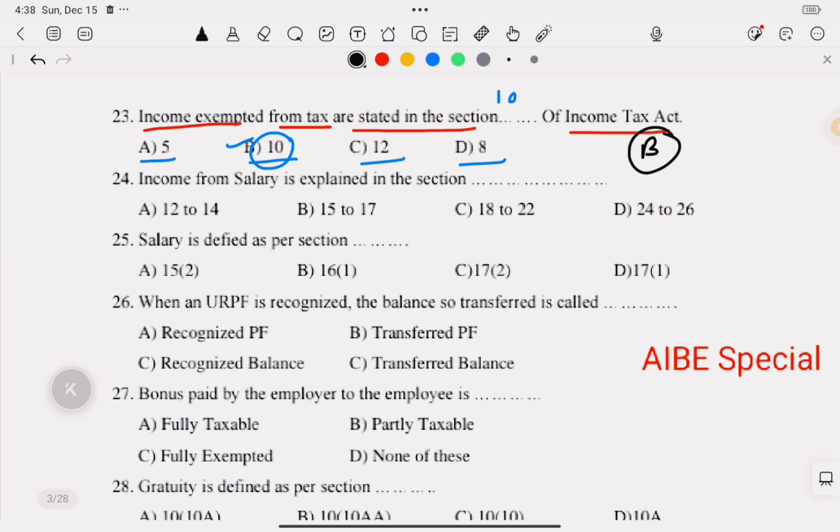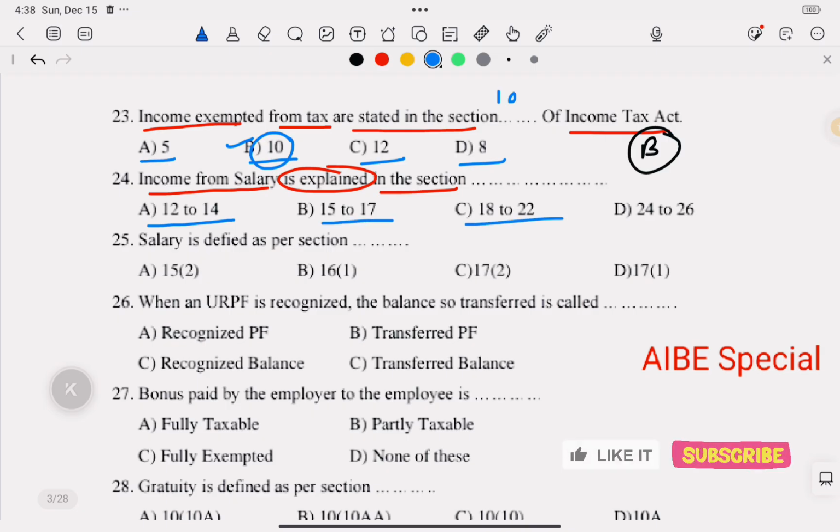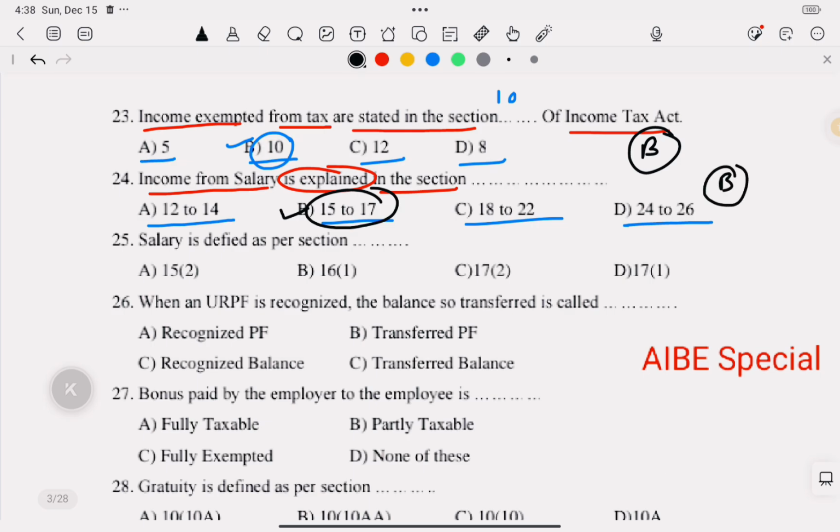Now moving to the next question. Income from salary is explained in which of the following sections? Let's see the options. Options are section 12 to 14, section 15 to 17, section 18 to 22 and section 24 to 26. The correct option would be option B, that means section 15 to 17. Income from salary is explained in sections 15 to 17 of the IT Act 1961.